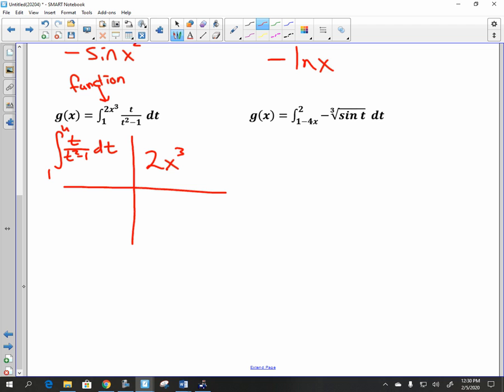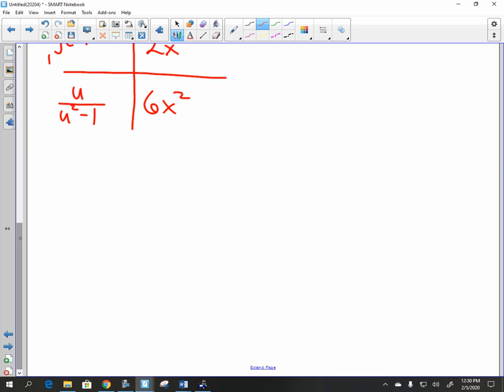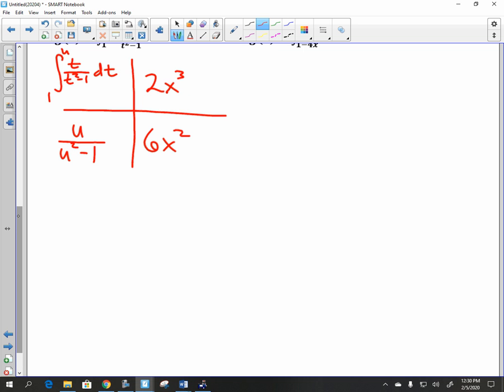What's the derivative of this guy right here? What do I plug in for t? I plug in u, so it's u over u squared minus 1. What's the derivative of this? 6x squared. So your final answer is to multiply those together. U is 2x cubed over, if I square that, I get 4x to the 6th. And I multiply that by 6x squared. So I have to plug u back in. And my final answer is 12x to the 5th over 4x to the 6th minus 1.